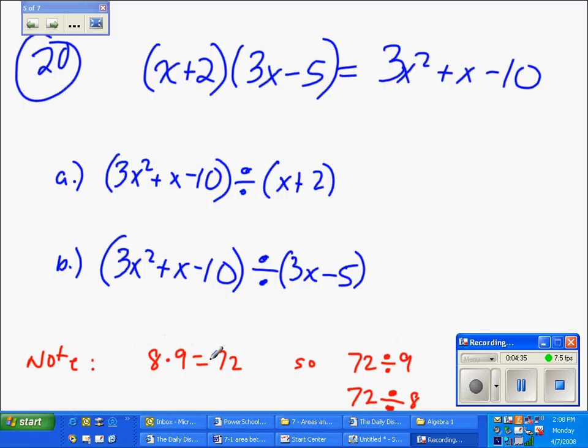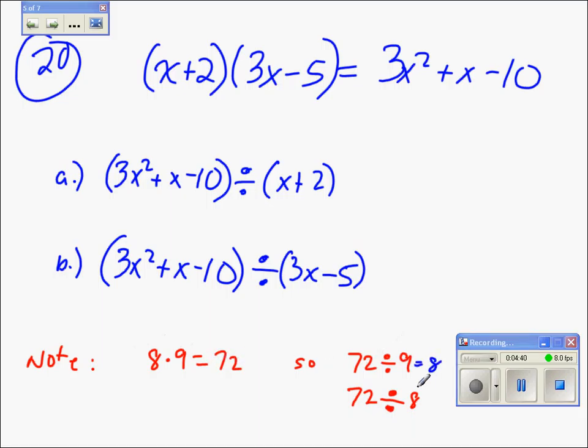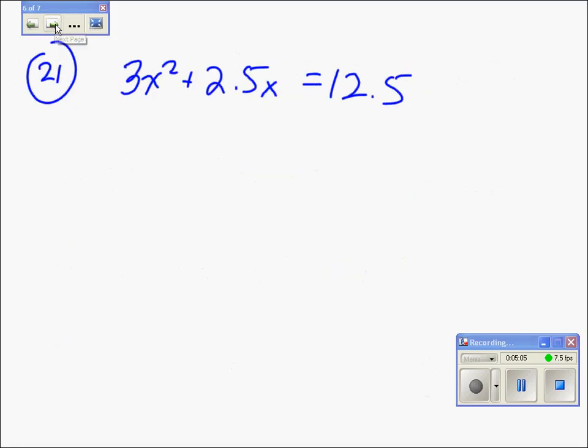8 times 9 is 72. We all know that. So if I asked you what 72 divided by 9 is, you'd say, oh, that's 8. 72 divided by 8, that's 9. Okay, if you go back up here, we have something times something is 3x squared plus x minus 10. So if you do 3x squared plus x minus 10 divided by x plus 2, you should get the other part, 3x minus 5. And similarly, if you take this divided by 3x minus 5, you should get the other building block that you started with, x plus 2.